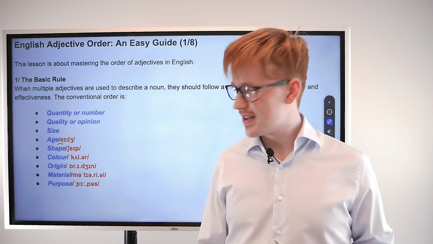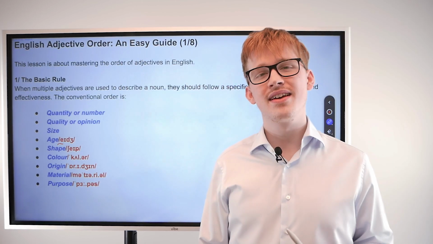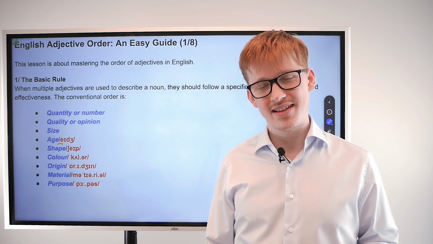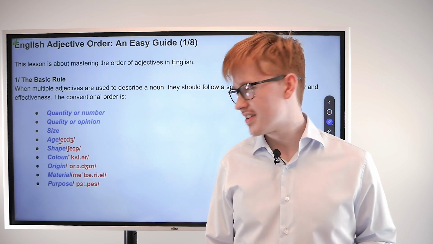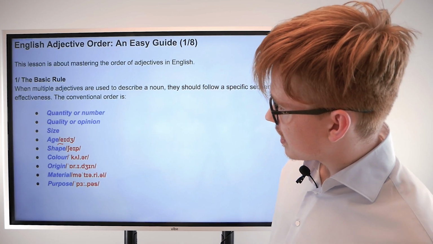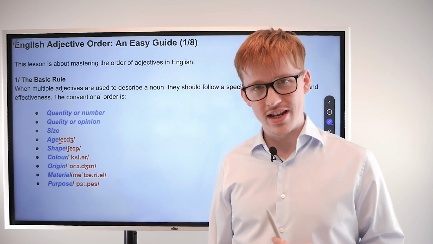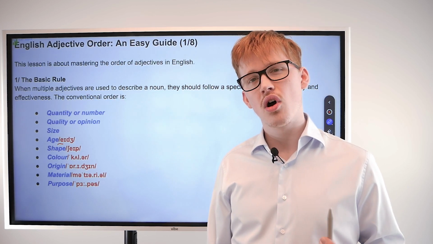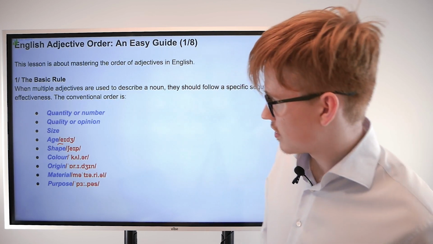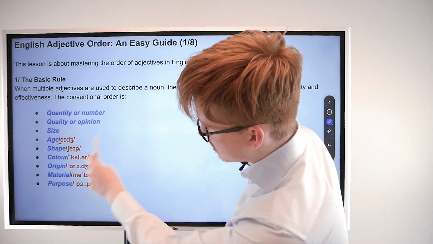Shape. Next one, color. Color. Okay. Then we have origin. Origin. Great. Material.